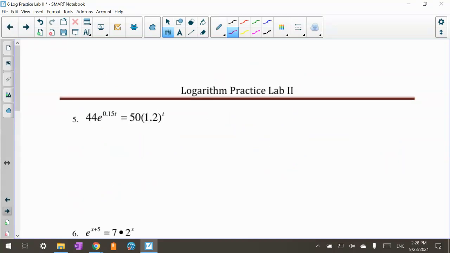Number 5. Ooh, this one looks crazy, but it looks like I can do a little bit of normal math. I can divide by 44, or I could divide by 50. Doesn't matter. So now I have e to the 0.015t equals 50 over 44. And I want to make sure that I write, because this is understood multiplication, 1.2 to the t.